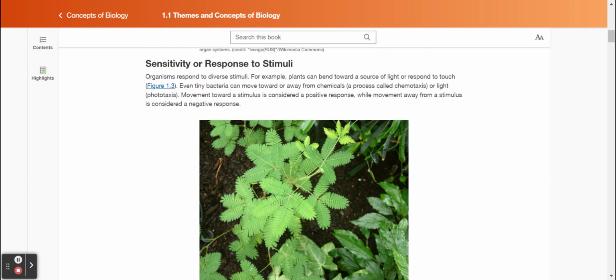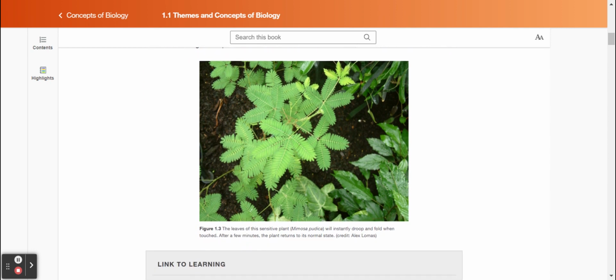Sensitivity, or response to stimuli. Organisms respond to diverse stimuli. For example, plants can bend toward a source of light or respond to touch. Even tiny bacteria can move toward or away from chemicals, a process called chemotaxis, or light, phototaxis. Movement toward a stimulus is considered a positive response, while movement away from a stimulus is considered a negative response.